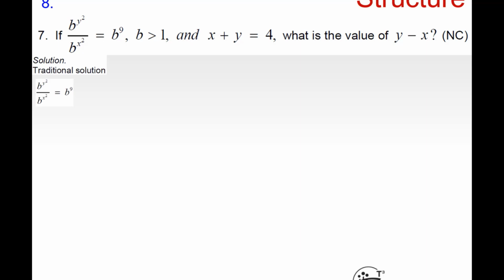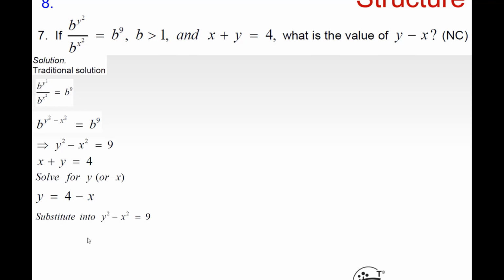Traditional solution. So I'm going to start off with that first equation. We're dividing, they have the same base, so you keep the base the same and you subtract the exponents. Here we have the bases equal, so if they're equal and the expressions are equal, then the exponents must be equal. And I'm going to take the other equation and we have a linear quadratic system to solve. So I can take the second equation and I can solve for y or for x. I'm going to choose to solve for y. And then I'll replace y in the other equation with the quantity of 4 minus x, which means I need to square it, subtract x squared, and get 9.